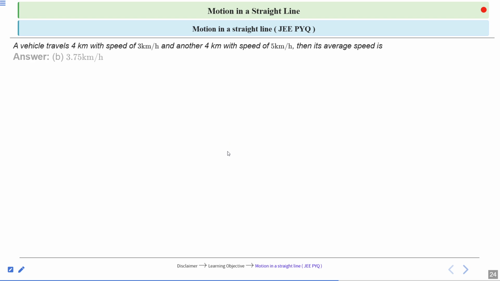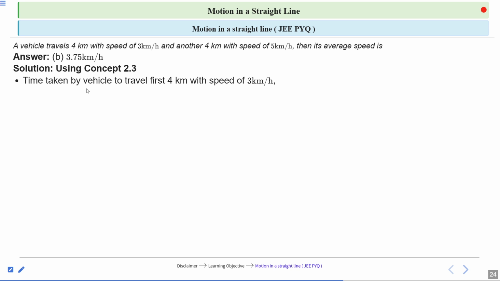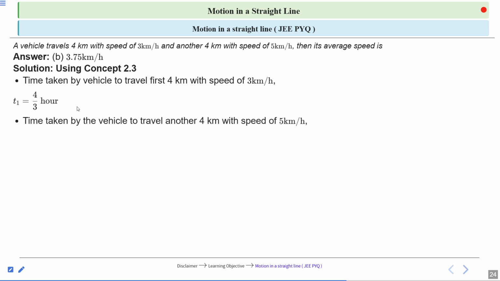So correct option is B, 3.75 kilometer per hour. Solution using concept 2.3. The time taken by the vehicle to travel the first 4 kilometer with a speed of 3 kilometer per hour is t1 equal to 4 by 3 hour, and the time taken by the vehicle to travel another 4 kilometer with a speed of 5 kilometer per hour is t2 equal to 4 by 5 hour.